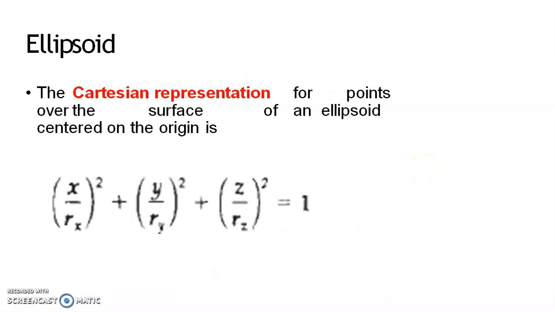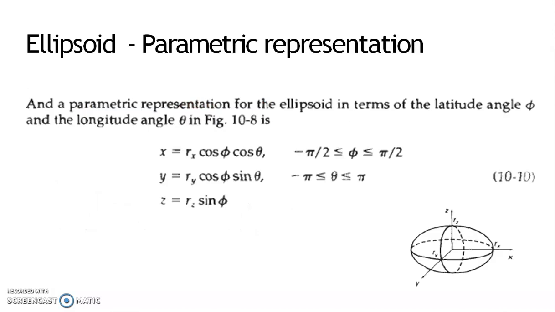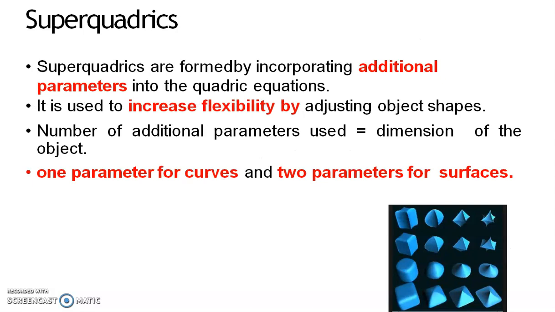And the Cartesian representation is x by rx whole square plus y by ry whole square plus z by rz whole square is equal to 1. In parametric representation, we can write x equal to rx cos phi cos theta, y is equal to ry cos phi sin theta, and z is equal to rz sin phi. Here phi is in between minus pi by 2 and plus pi by 2. Theta is in between minus pi and plus pi.